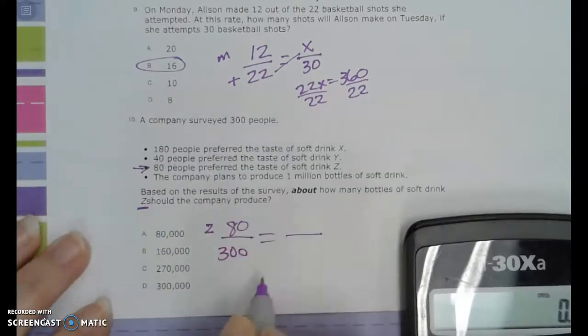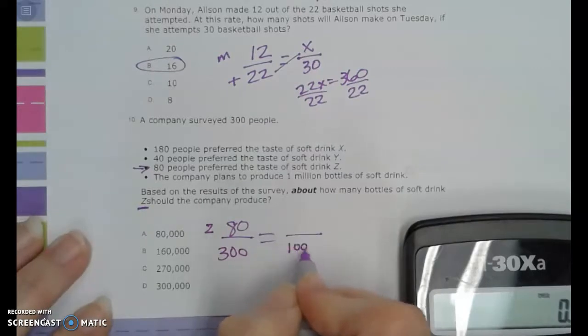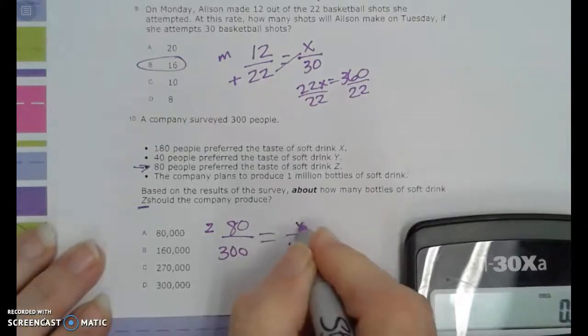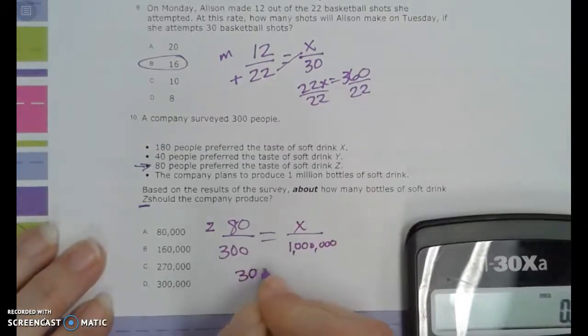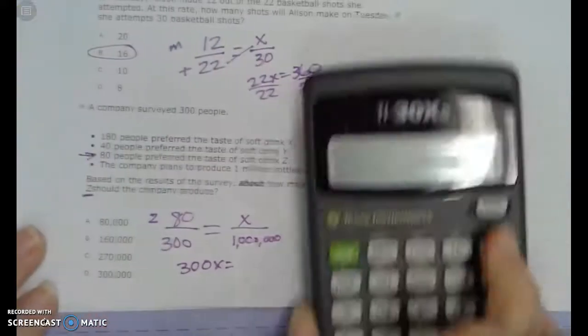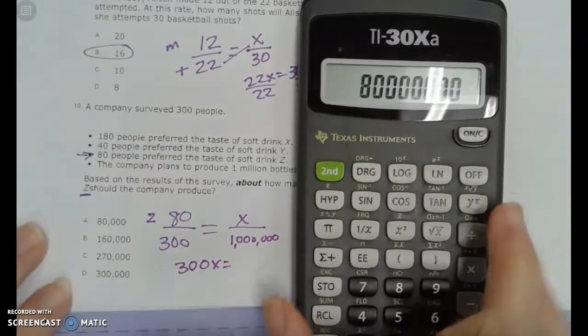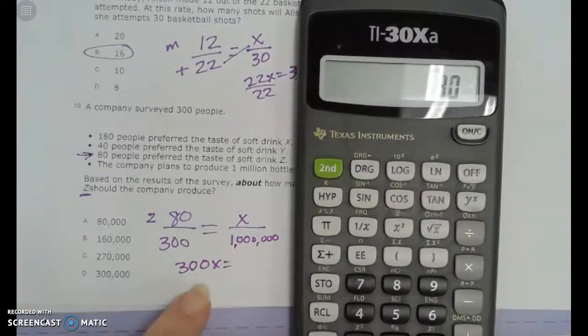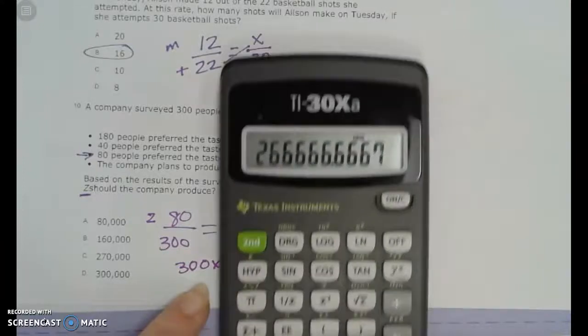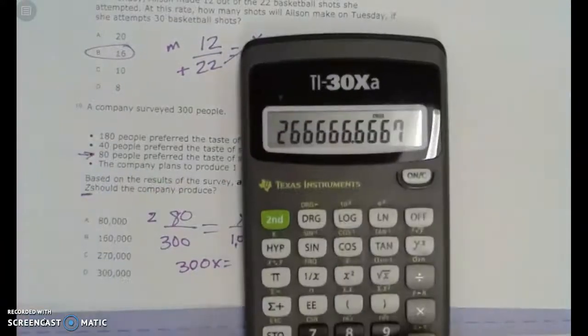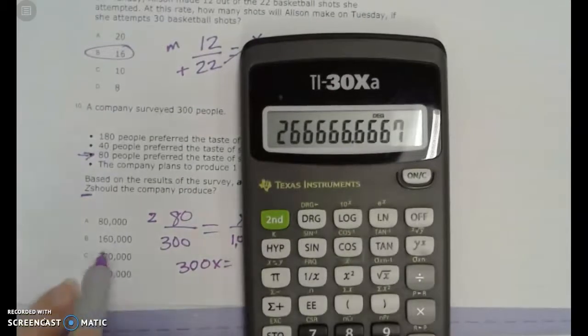So now the question says, if we were really talking about 1 million, so then we need to put 1 million there and then our x. So we get 300x equals 80 million. Divide that by 300. So this says about. So about tells us it's not going to be exact. So about is going to be about 270,000.